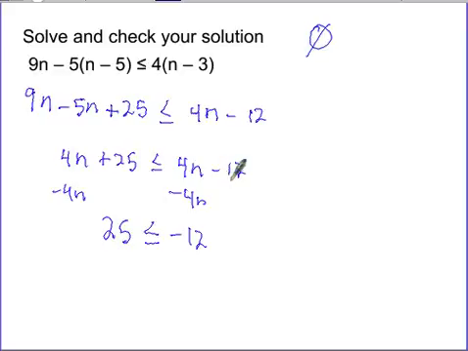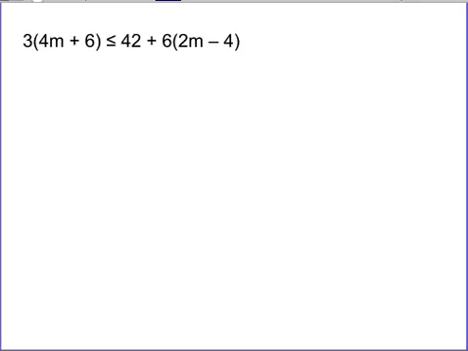So what we have is no solution. If we were going to write this in set notation, it would actually just be that. It's called the empty set. There is nothing that works inside there. All right, let's try one that might work.